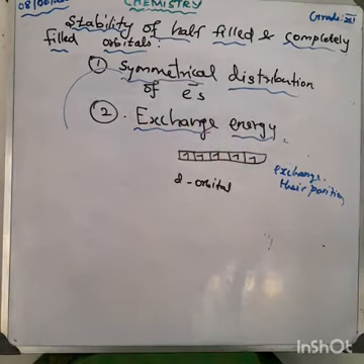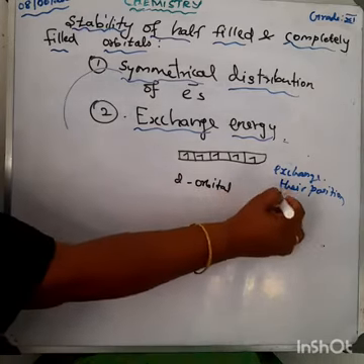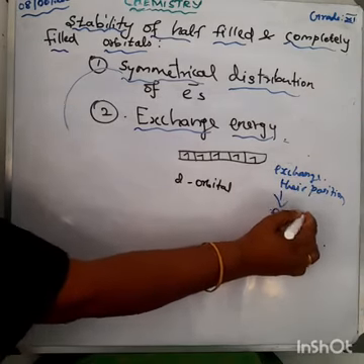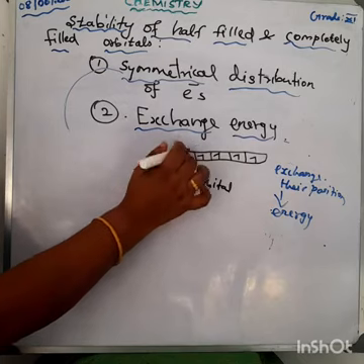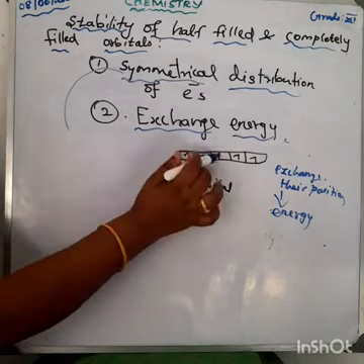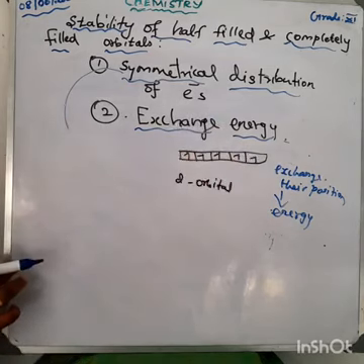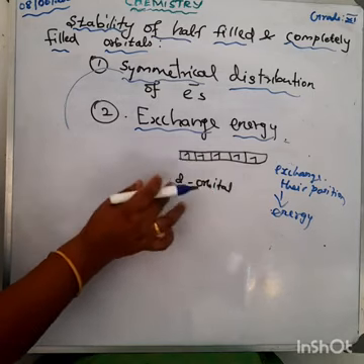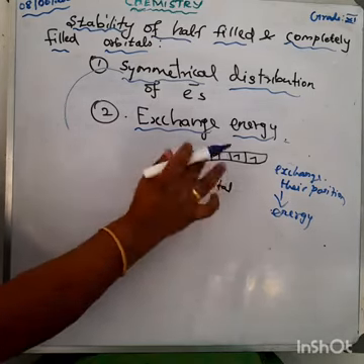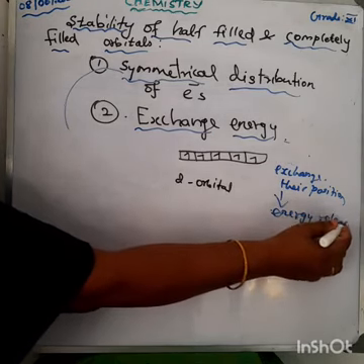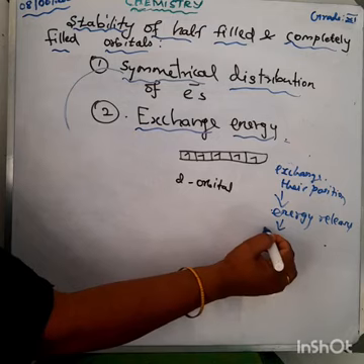Okay, when they are exchanging their position, energy is released. Exchange means this electron can exchange its position with here, or here, or here, or here. This is the exchanging of positions. When it exchanges, the energy will be released. This energy is called exchange energy.